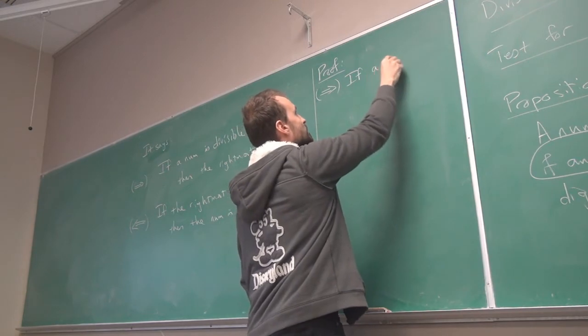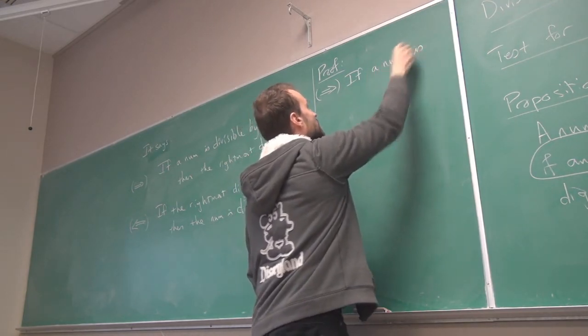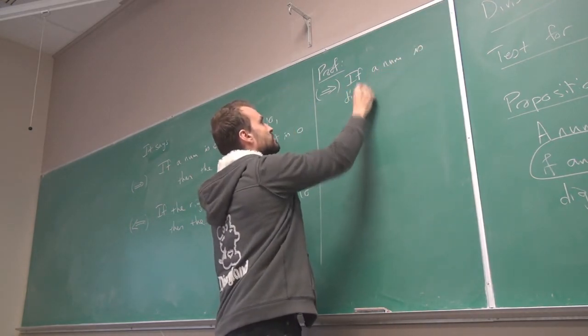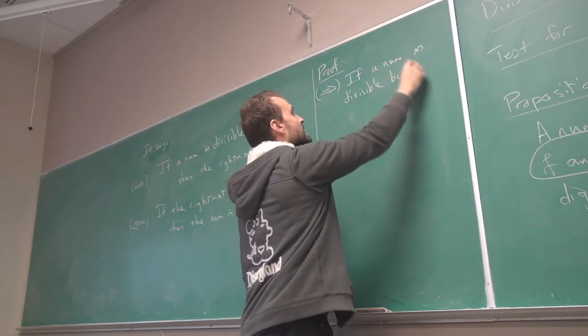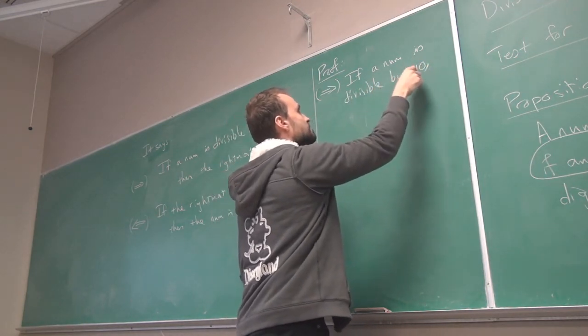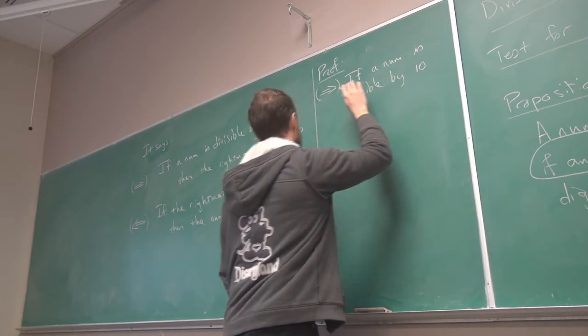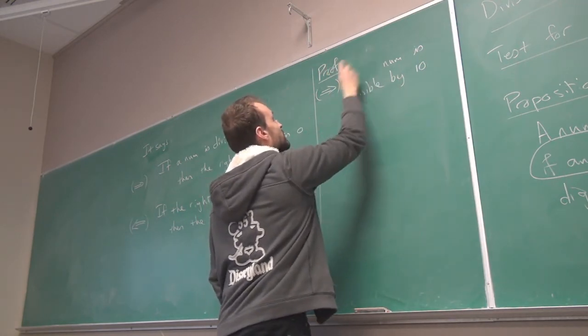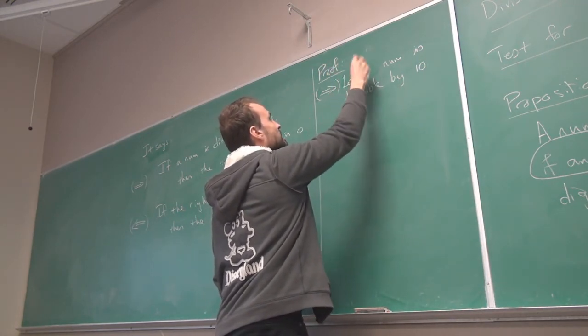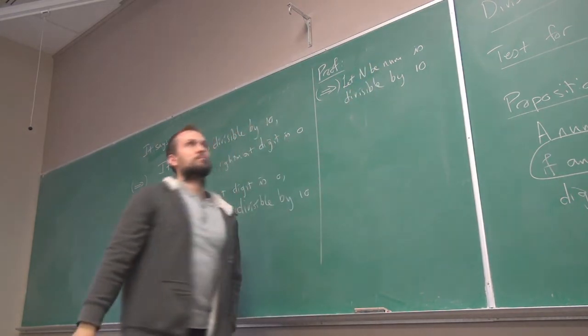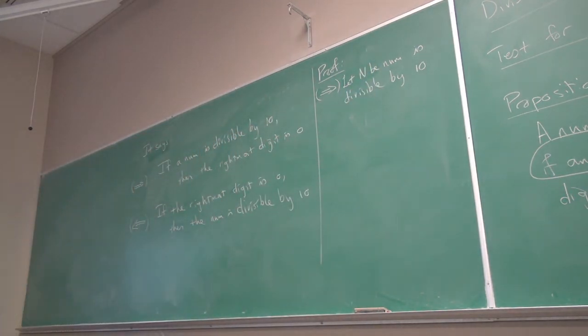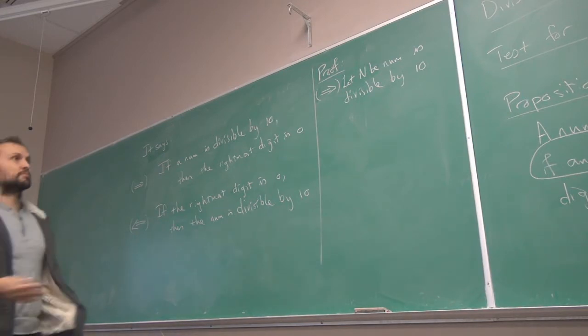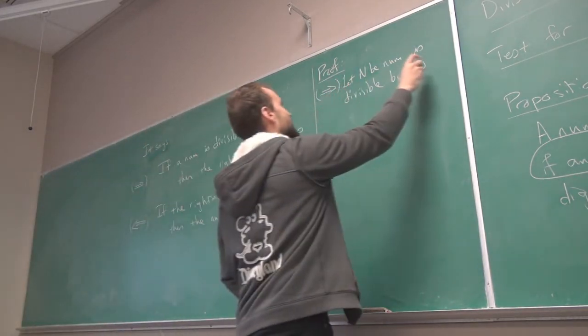So if a number is divisible by 10, or let's say it differently. Let's say it like this. Let's say n is a number that's divisible by 10. Let's give it a name. I don't know what it could be. It could be any number. Let's call it n.